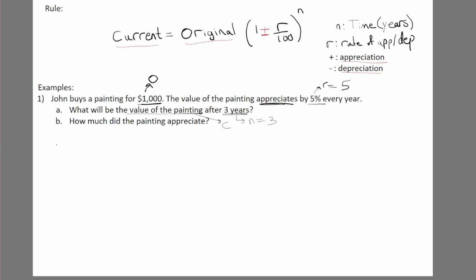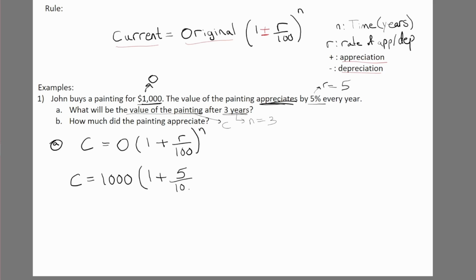So for part A, we're going to go ahead and write the rule. We have C, which is current, is equal to O, original, multiplied by 1, and right here we're going to put a plus because this is an appreciation scenario, r over 100, to the power of n. Now we're going to substitute our variables. So we have the current value, which is unknown, is equal to the original value, 1000, multiplied by 1 plus 5 over 100, to the power of 3.